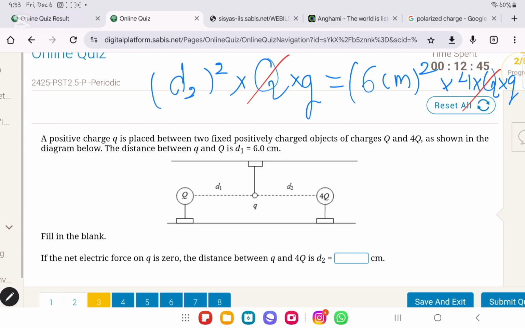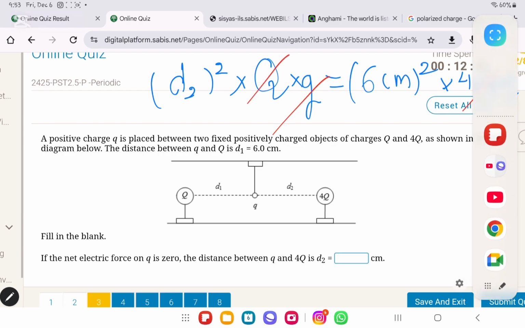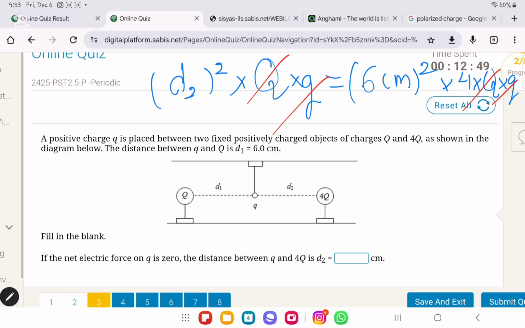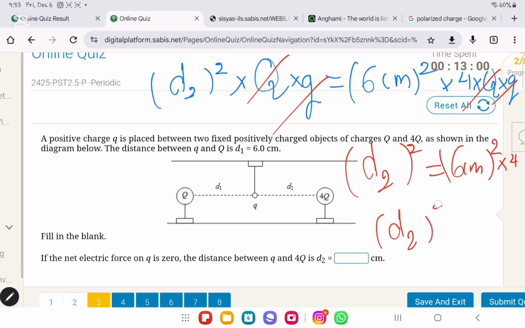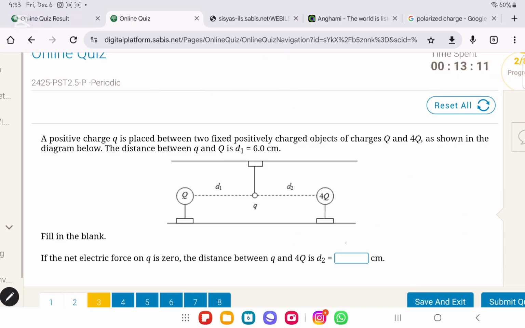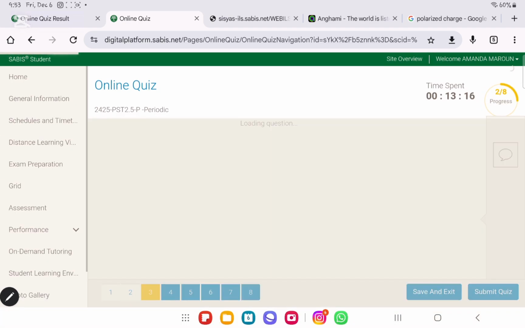You have capital Q, same on both sides, and small q, same on both sides. So that leaves us with what? D2, the distance 2 squared, is equal to 6 centimeters squared times 4. So distance 2 squared is equal to 36 times 4. So distance 2 squared is equal to 144. That means distance 2 is equal to 12 centimeters. And that is it for question number 3.